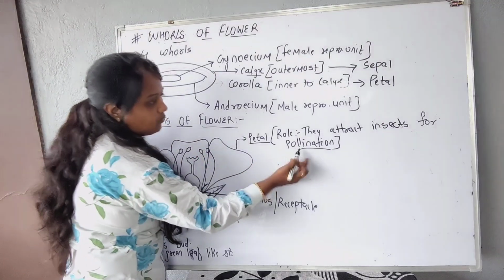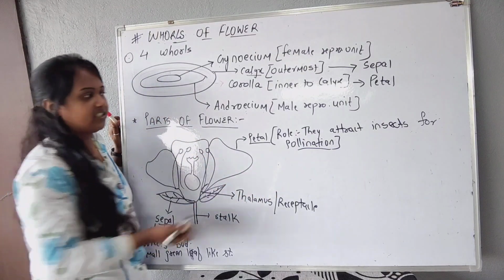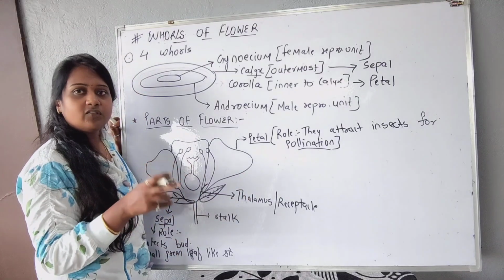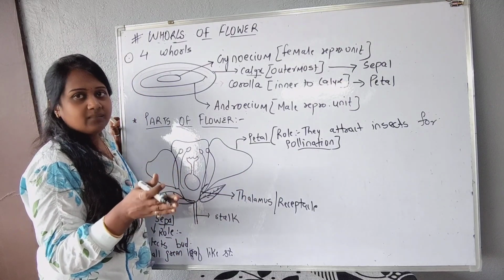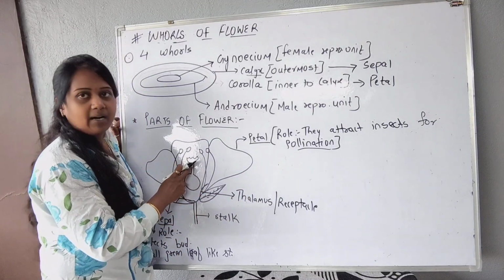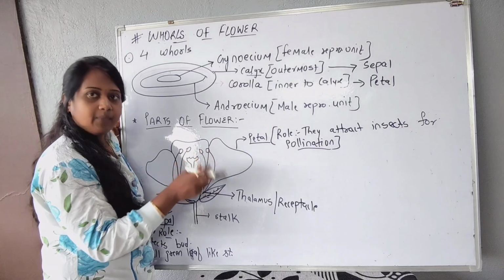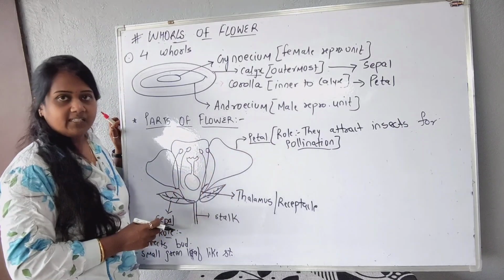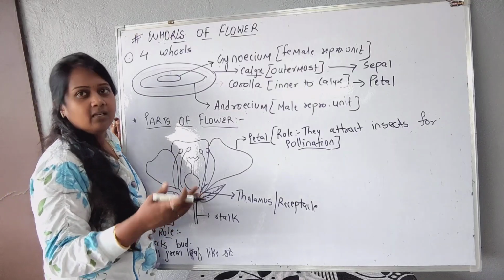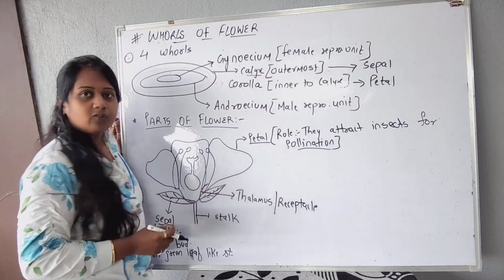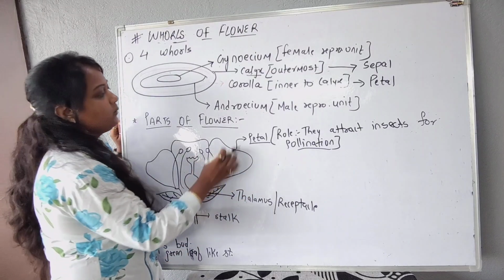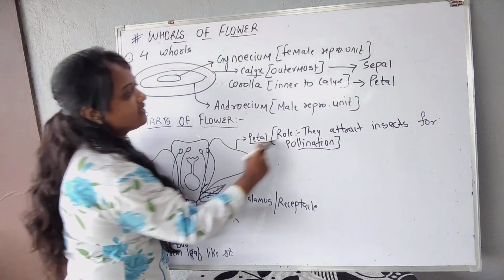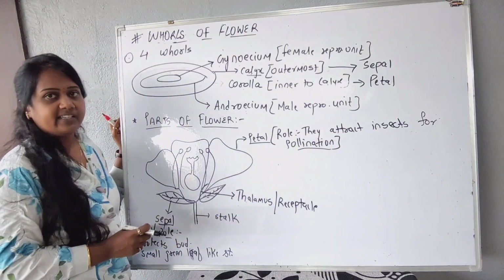What do you mean by pollination, beta? What is the definition of pollination? Pollination is the transfer of pollen grains from anther to the stigma. Anther is the male part and stigma is the female part. This process is called pollination. Next session, we will understand the different types of pollination. So the role of the petal here is that they attract insects for pollination.